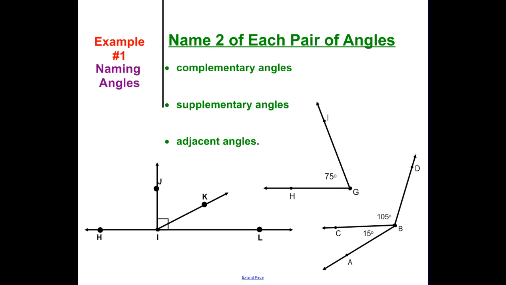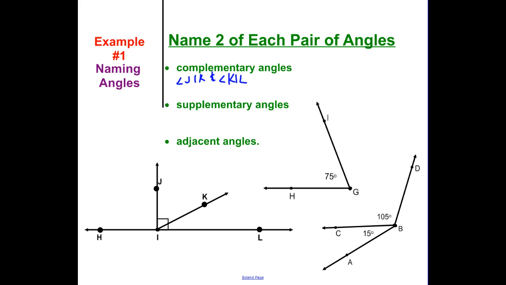All right, so name two of each pair of angles. So complementary angles. Remember, complementary angles add up to 90 degrees. Well, the easiest one here is going to be, here's 90 degrees down here, right? So what two angles make that? Well, the angle JIL is the actual 90 degree angle. But the two that make it are angle JIK and angle KIL.